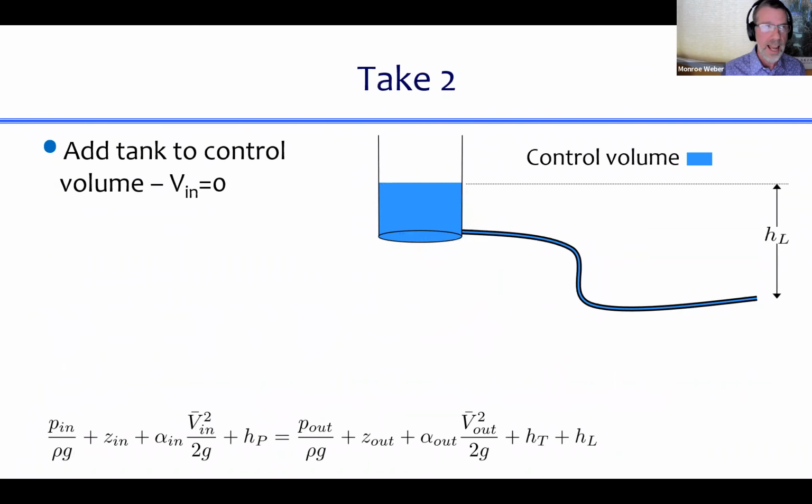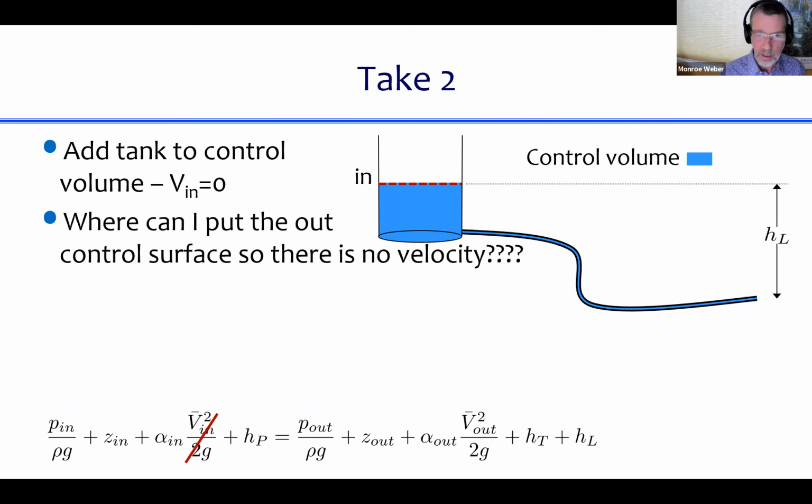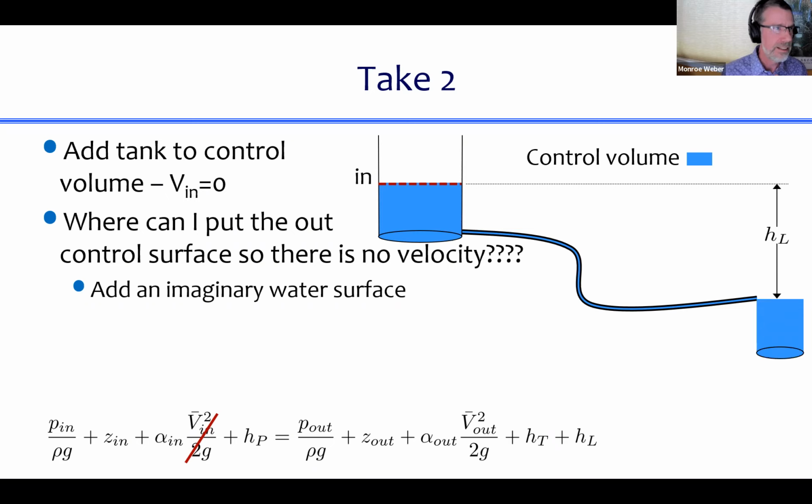So let's add the tank to my control volume. Now I'm putting the surface at the top of the tank. And what this does is it makes V1 go to 0. It's a big tank, okay? Kind of like the lake. So then where can I put the out control surface so there's no velocity? And this is where we get yet another problem. So we're going to do a trick. We're going to add an imaginary water surface right there.